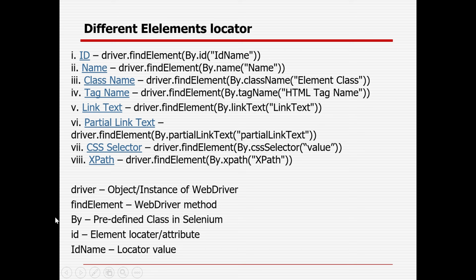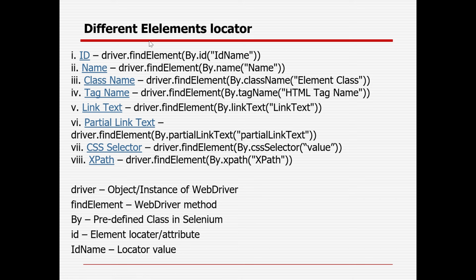Driver is nothing but the object or instance of the WebDriver. Find element is nothing but the method available in the WebDriver. By is the predefined class in Selenium. ID is the element locator, and it could be ID, name, class name, tag name, and so on, followed by the corresponding value. So in case something is available, you can go with that. In case it's a link, you can go with link text or partial link text.